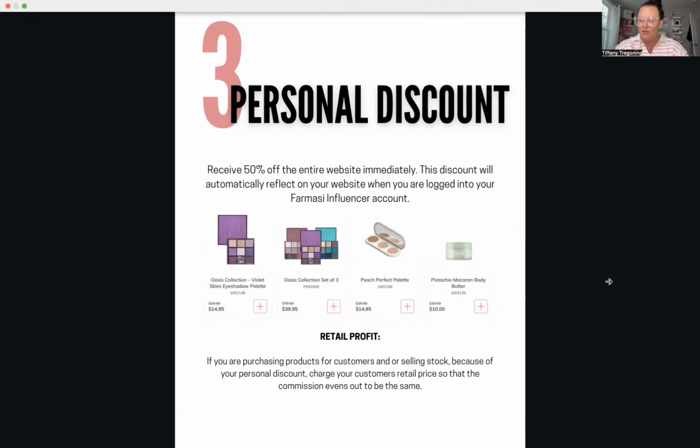The next thing is personal discount, and this one's huge as well. The one thing that you want to make sure at all times is when you are shopping the website, you are logged in to your FI account. As soon as you log into that FI account, you are going to go to your website and you're going to see every single product crossed off and see your price underneath of it. Okay. So these are just examples on here, but even just the Violet Skies palette, the retail amount is crossed off and it is going to show your 50% off discount. So you're going to pay 50% of retail cost on the entire website as long as your account is still active.